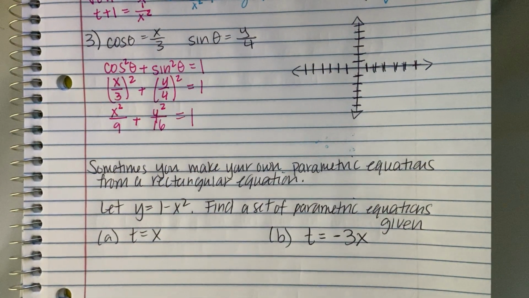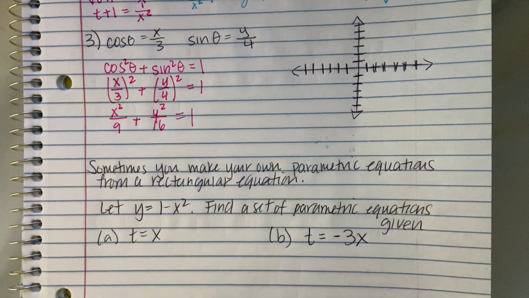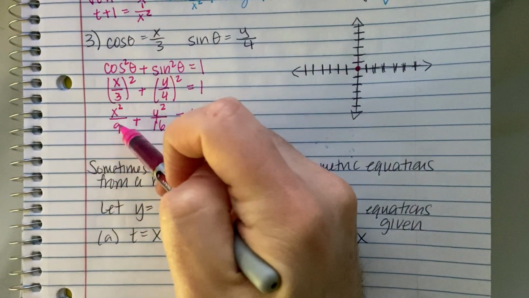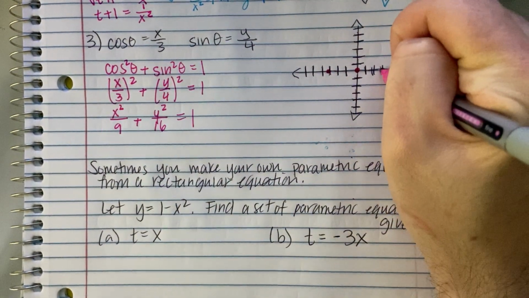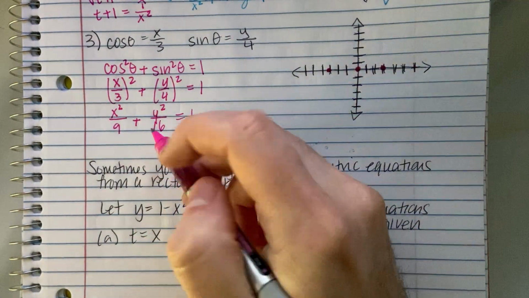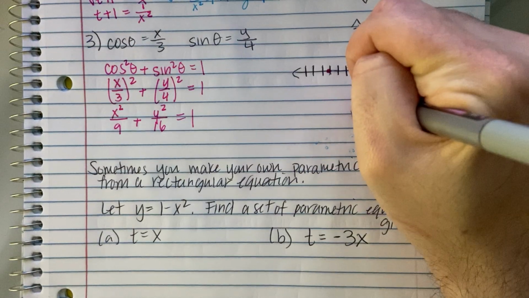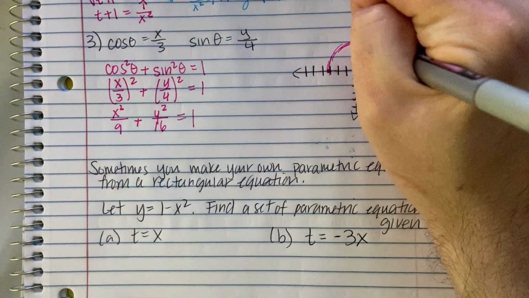Since we just did this section last time, you should be able to identify this as an ellipse. The ellipse has a center of 0, 0, because there's nothing added or subtracted from x or y. In the x direction, it goes out the square root of 9, which is 3. In the y direction, it goes out the square root of 16, which is 4 on either side. If we're graphing it, this is an ellipse.